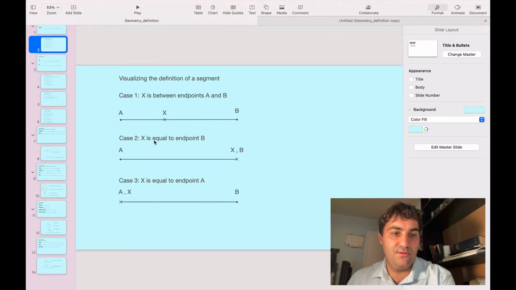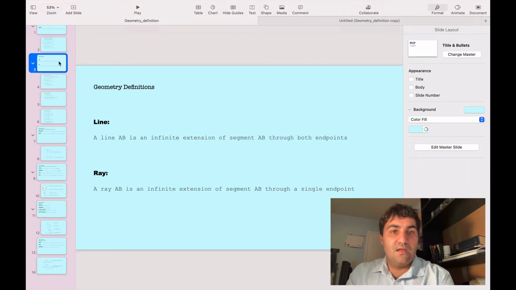But you can also choose, in case 2 and case 3, point x at point B or x at point A. So when we consider all these different possibilities, we get a segment that has a definite beginning and a definite end. I'd like to move on to some other definitions.